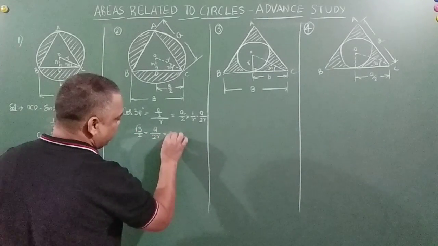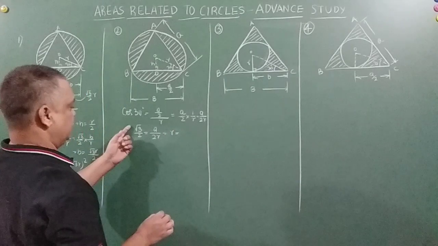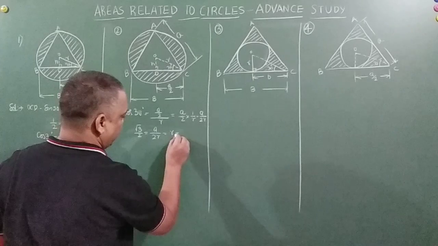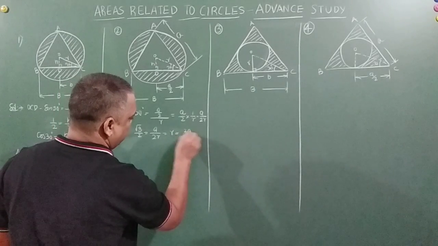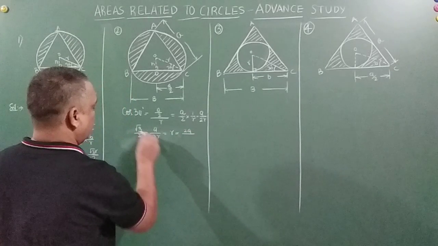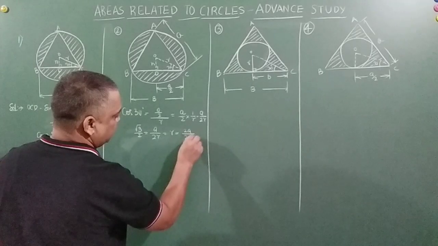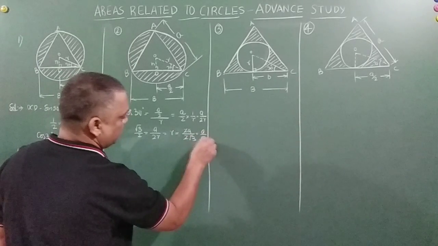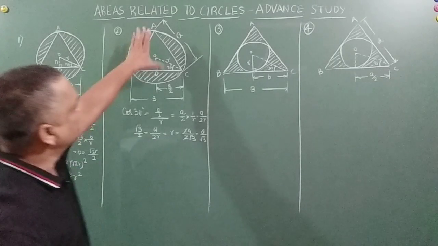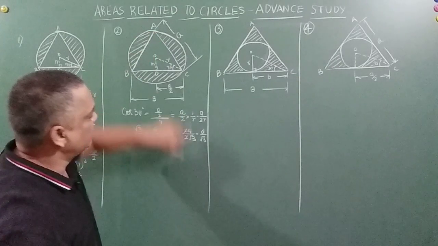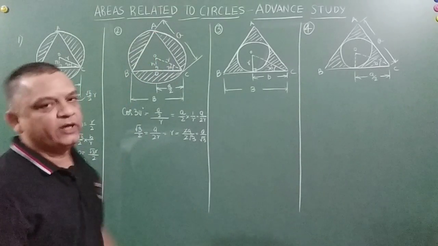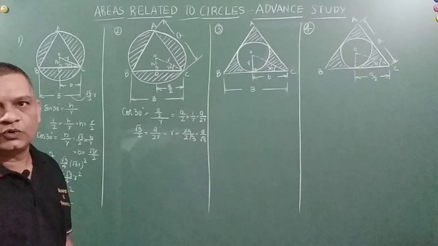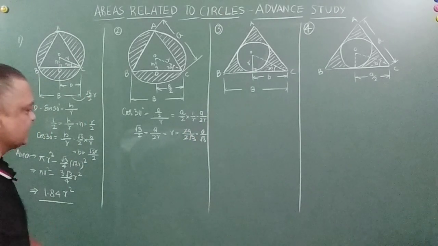So now r can be written as: 2 root 3 r is equal to 2a. So 2a divided by 2 root 3, 2 and 2 get cancelled, a by root 3. That means, friends, when the side is given, your radius will be a by root 3, that is side by root 3 will be your radius of the circle. Once the radius of the circle is known to you, you can basically find the area of the shaded region.